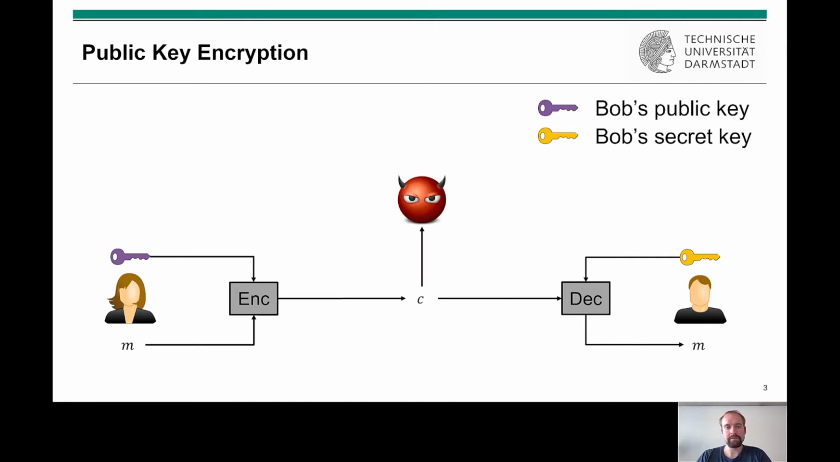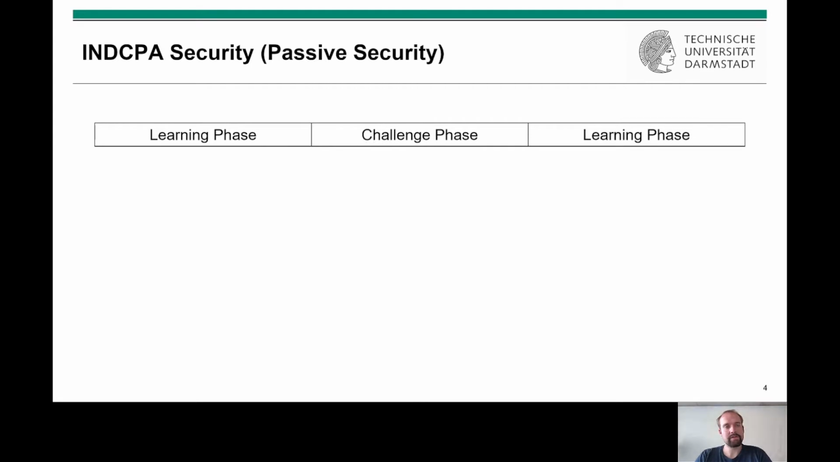In between we have the adversary who will be able to observe the communication, so the adversary will be able to observe the ciphertext C and then try to derive some information about the underlying message. Regarding security for public key encryption schemes, there are two main security notions. The first one, which is also considered passive security, is indistinguishability under chosen plaintext attack, or IND-CPA for short.